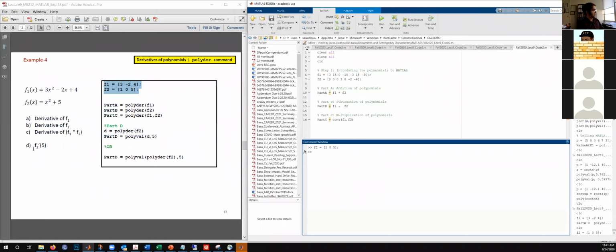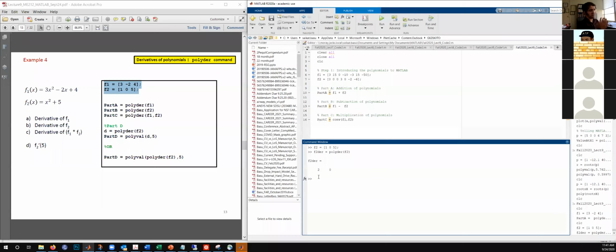Now the question is find first the derivative of this polynomial, and we know that we can do that by writing, so let that be f2 der. We know that if we do polyder of f2, we get that derivative, which is 2x. So basically 2 for x to the power of 1 and 0 for x to the power of 0. The question now asks us to figure out what is the value of the derivative at x is equal to 5. So how do I do that?